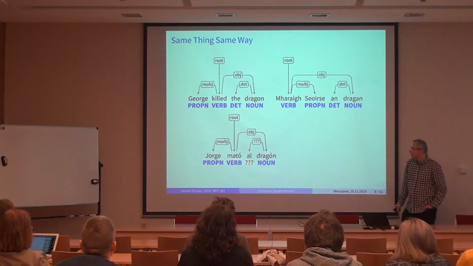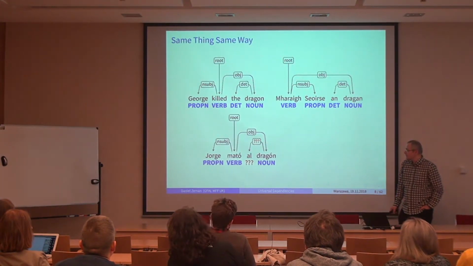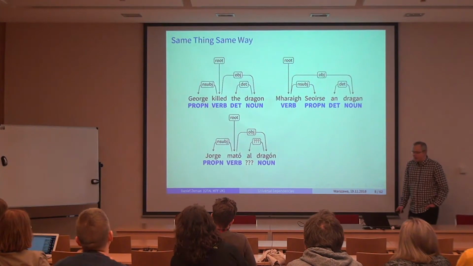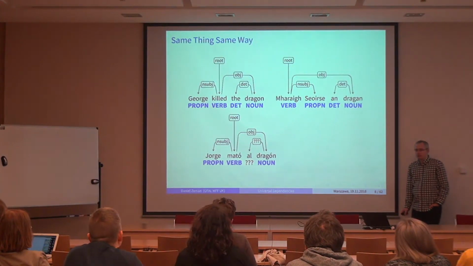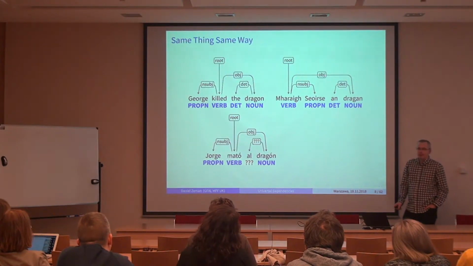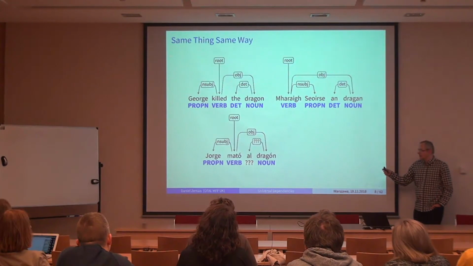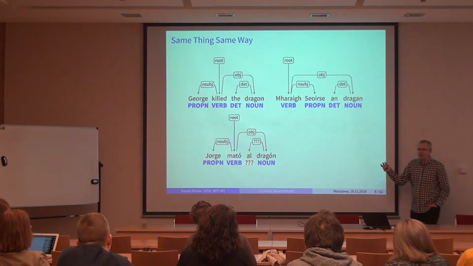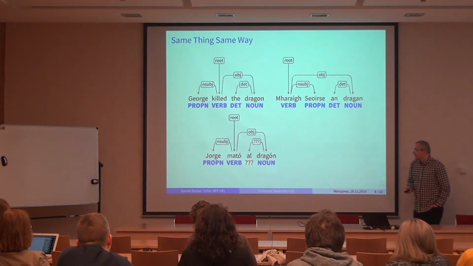Another example, Jorge mató al dragón in Spanish. Here we already have one slight problem. The word al, it's not really a determiner, it's rather a contraction of a preposition and a determiner. So there are those question marks because it's not obvious what part of speech tag it should take and what relation it should take. And there are multiple possible solutions to this.